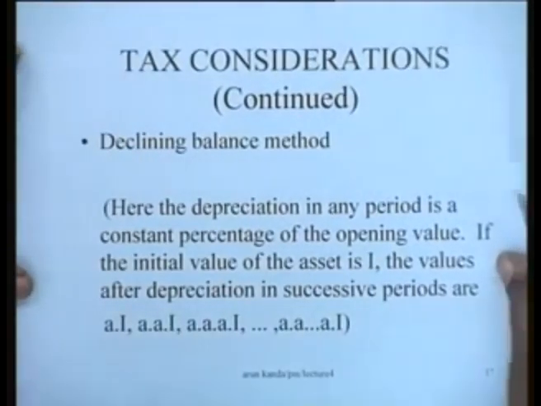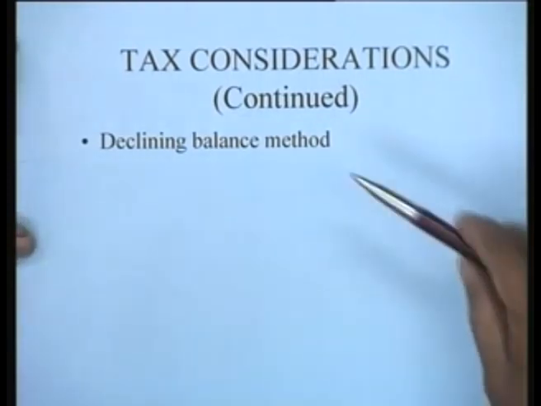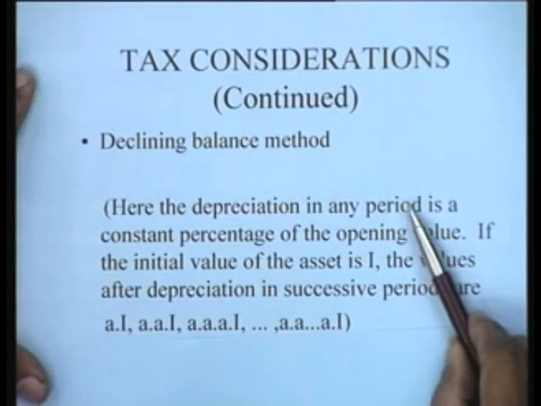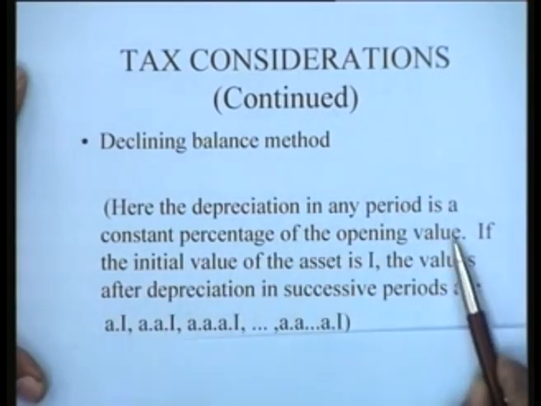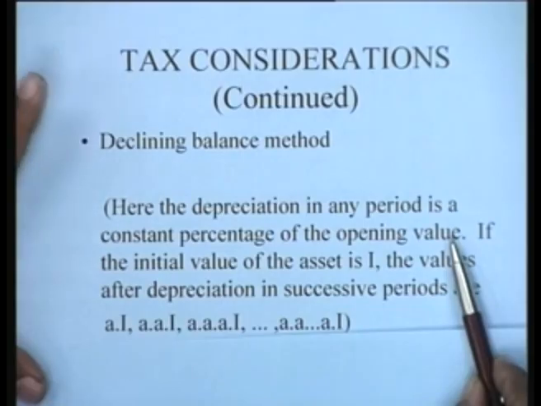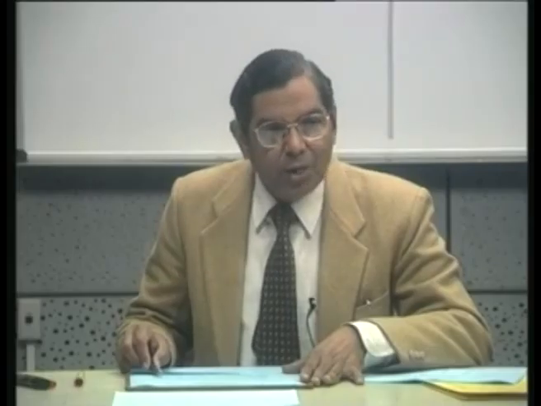The third method of depreciation which is commonly used is the declining balance method. In the declining balance method, the depreciation in any period is a constant percentage of the opening value of the asset. So if the asset is worth 100 rupees and I use a figure of 10%, then 10 rupees would be the depreciation in the first year. At the end of the first year, the value of the asset becomes 90, and in the next year 90 into 10%, 9 rupees, would be the reduction in value, so that the value becomes 81, and then 8.1 would be the next depreciation, and so on.